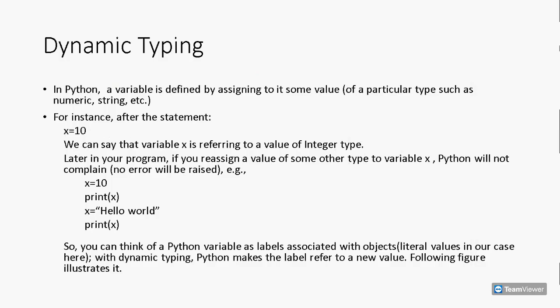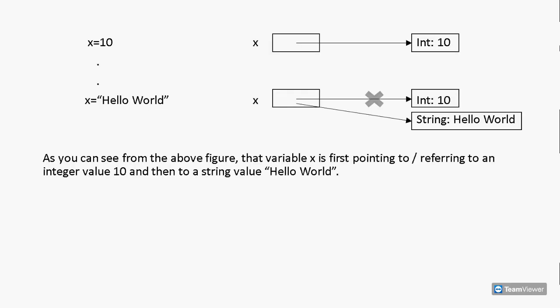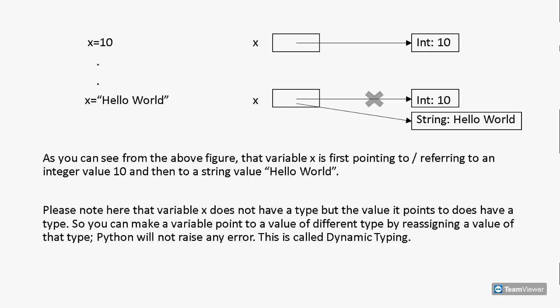So, you can think of a Python variable as labels associated with objects, literal values in our case here. With dynamic typing, Python makes the label refer to a new value. Following figure illustrates it. As you can see from the above figure, variable x is first pointing to an integer value 10 and then to a string value "hello world". Please note here that variable x does not have a type, but the value it points to does have a type. So you can make a variable point to a value of different type by reassigning a value of that type. Python will not raise an error. This is called dynamic typing.